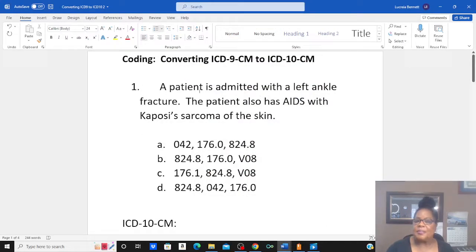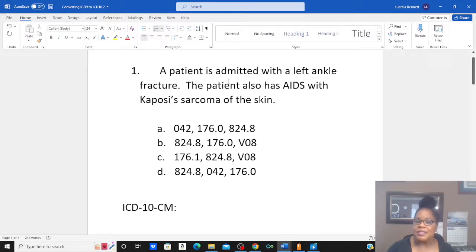Number 1 says, a patient is admitted with a left ankle fracture. The patient also has AIDS with Kaposi sarcoma of the skin. Think about your coding rules here. What all are you coding? Here are the ICD-9 codes. How would I convert this situation to ICD-10? What would be the appropriate codes to code?